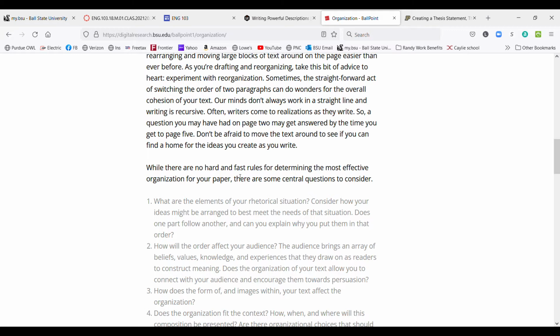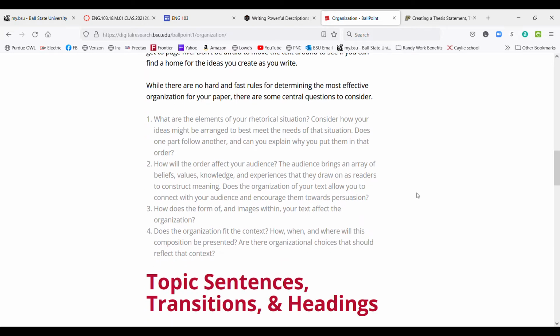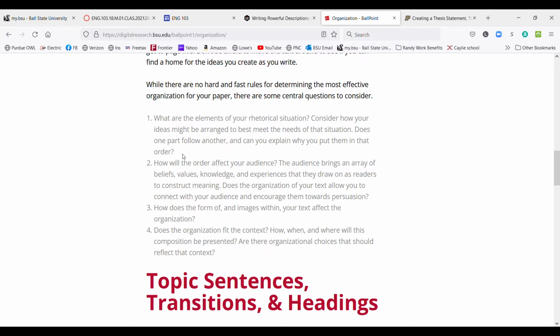So while there are no hard and fast rules for determining the most effective organization of your paper, there are some central questions to consider. So what are the elements of your rhetorical situation? Consider how your ideas might be arranged to best meet the needs of that situation. Does one part follow another? And can you explain why you put them in that order? I think that's important. Can you explain why you put them in that order?